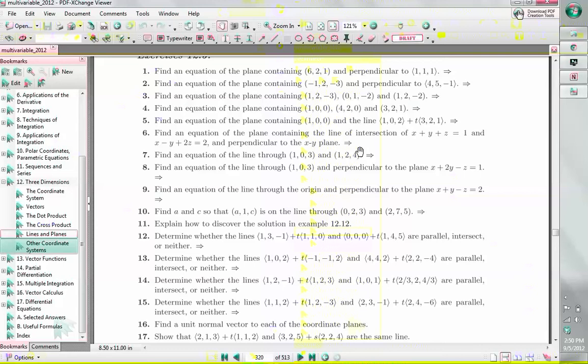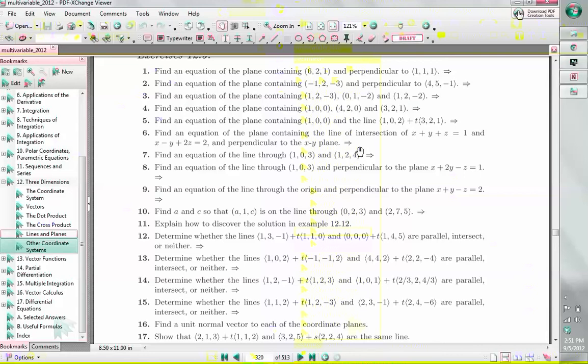Okay. How do I find the direction of the line of intersection of those two guys? Cross product of the normal vectors is going to be the direction of that line of intersection. Okay, so I've thrown a lot of stuff at you. Play around with it. See if you can turn it into something.